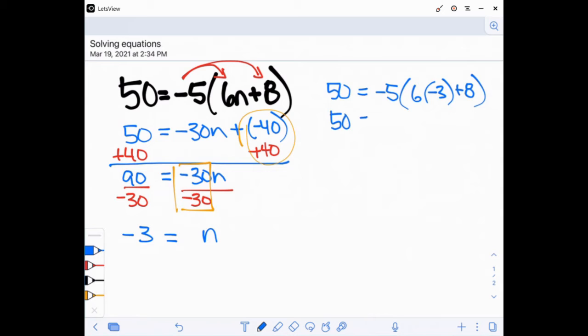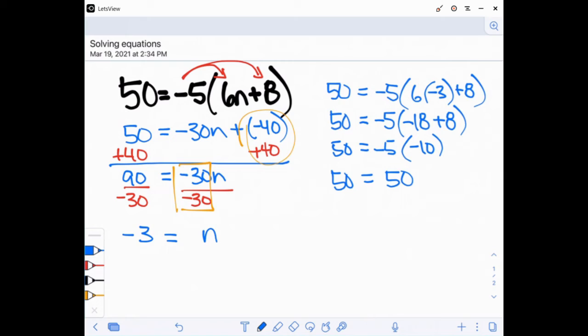50 equals, I do what's in the parentheses first, so I have negative 18 plus 8. Again, I'm still working within the parentheses first. Negative 18 plus 8 is negative 10. 50 equals negative 5 times negative 10. When I multiply two negatives together, it becomes positive. 50 equals 50, so we know this is good. The equation is true, check, check. I know that n equals negative 3.